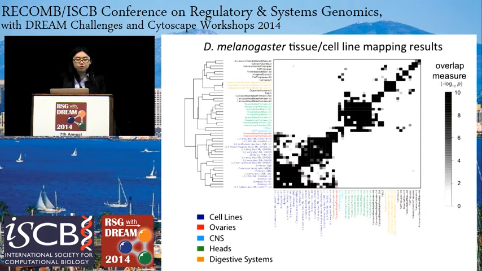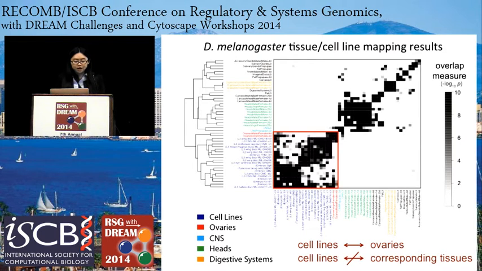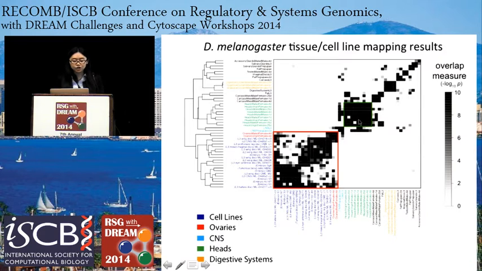Moreover, we use this approach to compare the fly tissues and cell lines to themselves. So first of all, we see that the cell lines and ovaries form a block. They map to each other. However, the cell lines do not map to their corresponding originating tissues. So this is very interesting, showing that the cell lines are very similar to themselves, but not similar to their origins. Also, we see the head tissues are mapped to each other, regardless of their stage or their gender. And the digestive systems are mapped to each other.